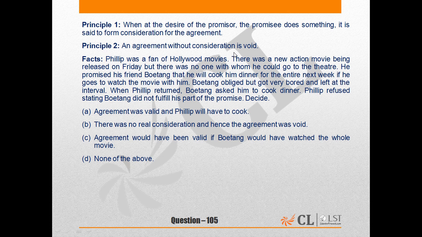The fact says that Philip was a fan of Hollywood movies. There was a new action movie being released on Friday, but there was no one to go with him. So he promised his friend Botan that he will cook dinner for him the next entire week if he goes to watch the movie with him. Botan obliged. That means he went with him, but he got very bored and left at the interval. When Philip returned, Botan asked him to cook dinner. Philip refused, stating Botan did not fulfill his part of the promise.